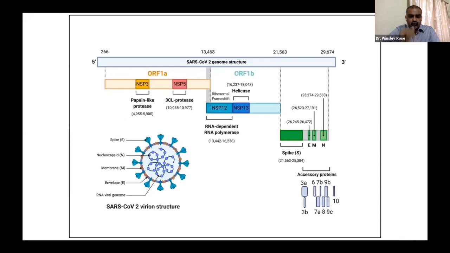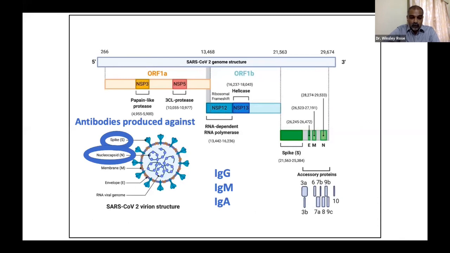Now, I mentioned the multiple proteins which are there in the SARS-CoV-2 virus. Antibodies to these are also produced, and the most important antibodies are the anti-spike antibody and the anti-nucleocapsid antibody. There are IgG, IgM, and IgA antibodies produced. Now, you must remember most of the vaccines are actually against the spike protein. So it produces spike antibodies.